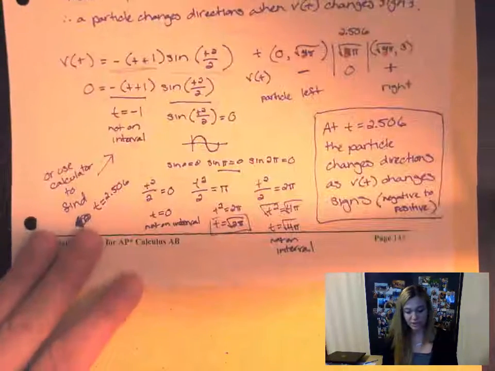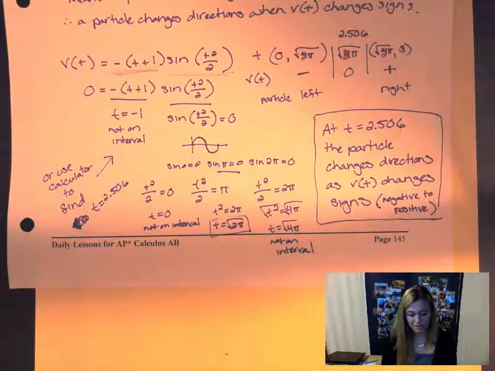So your answer then would be, at t equals 2.506, the particle is changing directions as v of t changes signs. And I just added from negative to positive. That's it.